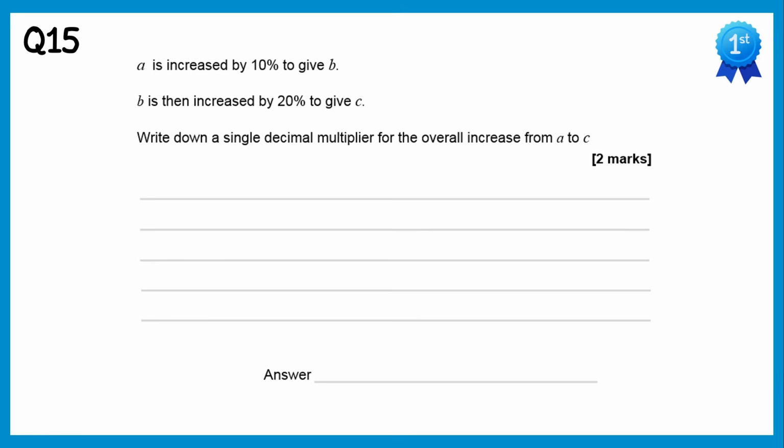For this question, it says to get from A to B, we increase by 10%. So to get from A to B, we multiply by 1.1. It then says to get from B to C, we increase by 20%. So to get from B to C, we multiply by 1.2.